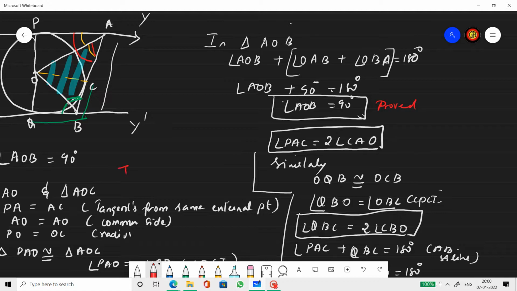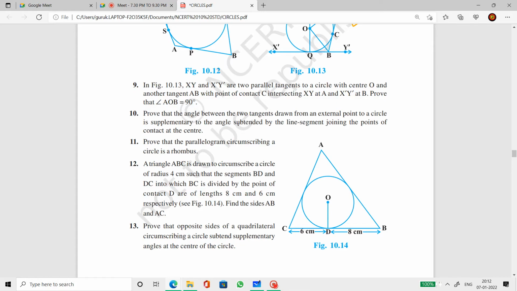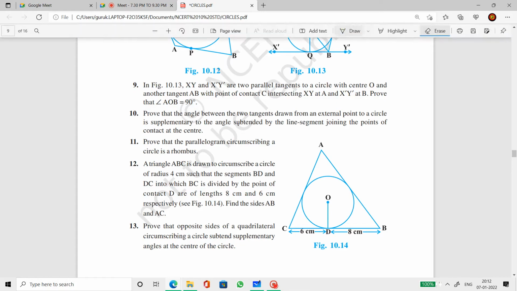So this is the first part of the sum. This is the second part, and this is the final part. The 9th is over. Let's do the 10th question.